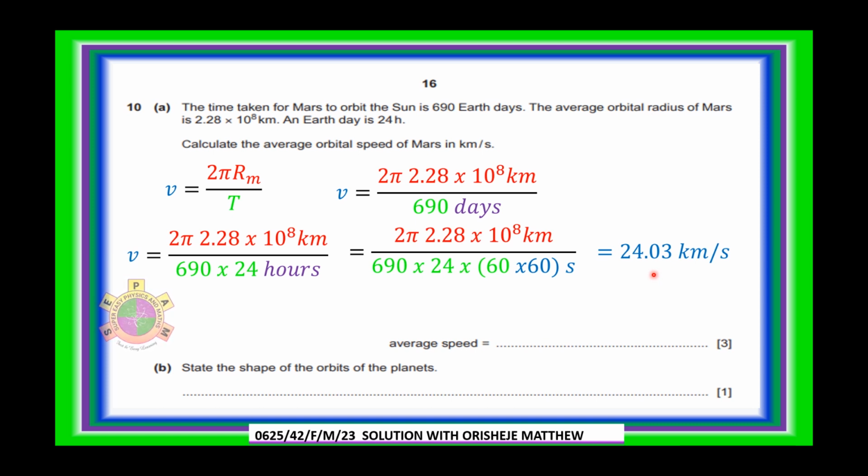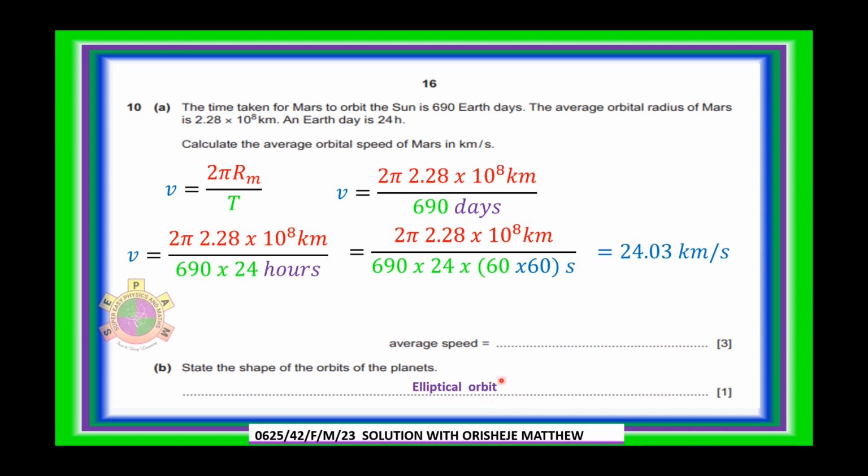Now, state the shape of the orbit of the planet. They have an elliptical orbit, the shape of an ellipse. It's not circular.